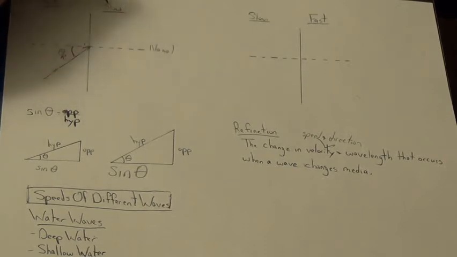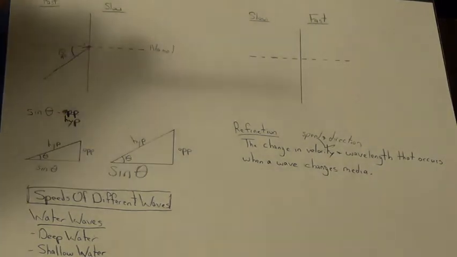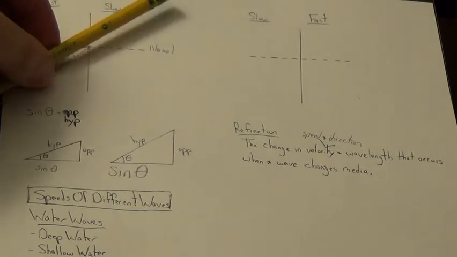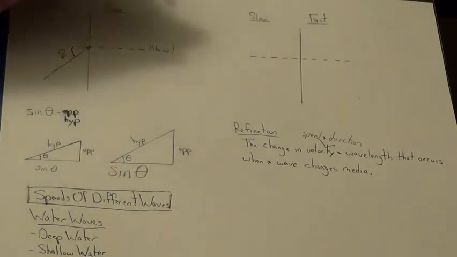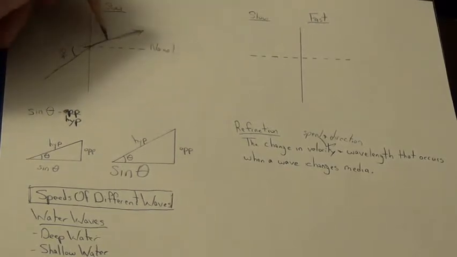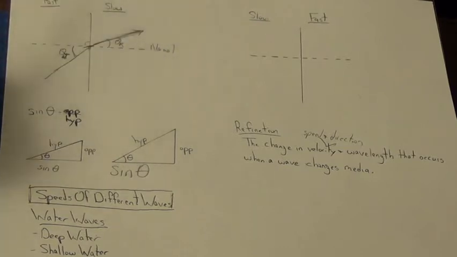And as it goes into a slow medium, the angle will get smaller. So instead of going straight, the angle between the wave and the normal line will become smaller. Even though I don't know an exact number, I know that it's going to bend towards the normal line to make a smaller angle. I mislabeled that. This is the angle of incidence and this is the angle of refraction.